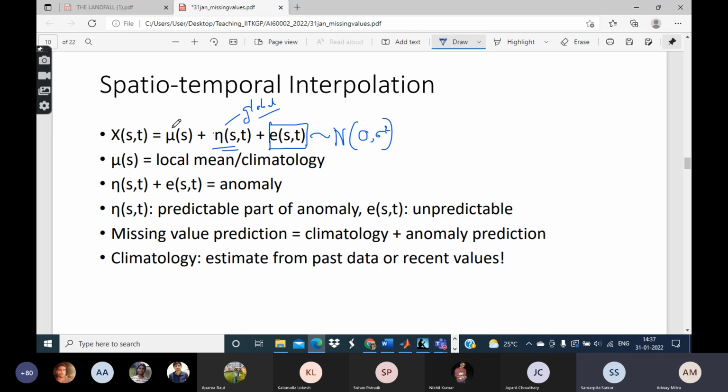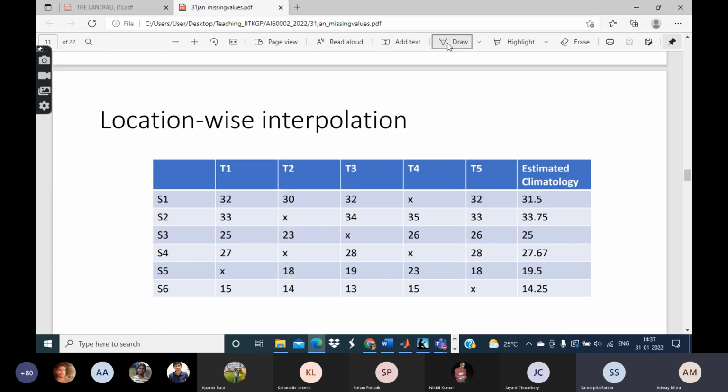So then, this mu s is the climatology, or the long-term mean at that location. Epsilon S T is the unpredictable part, and eta S T is that part which you can estimate from other locations and other time points. Okay, so now let's come back to the same problem.